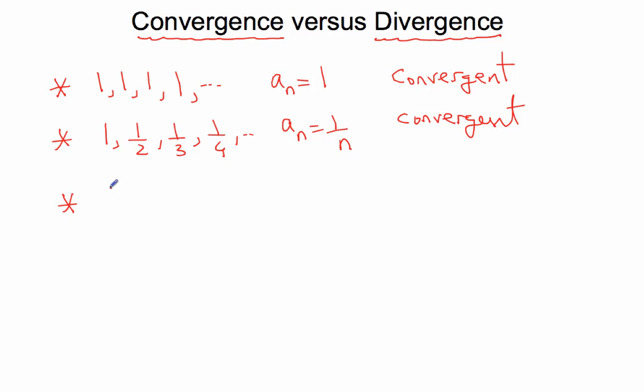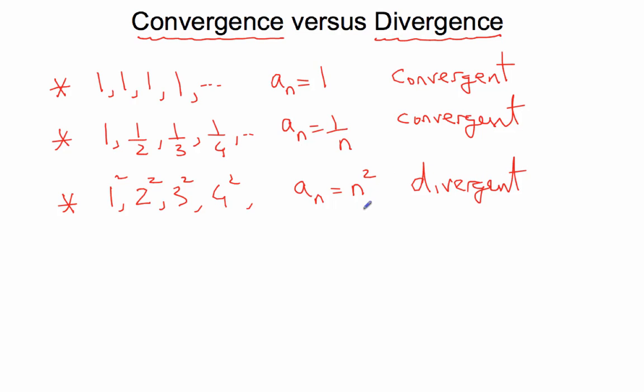Here's an example of a divergent sequence. 1, 2, 3, or let's say 1 squared, 2 squared, 3 squared, 4 squared. In this case, we have an is n squared, and this is a divergent sequence. It blows up. There is no limit as n goes to infinity. Of course, it could go to minus infinity. So let's say that we have minus 1, minus 2, minus 3, and so forth, in which case an is minus n, and then that is again divergent.